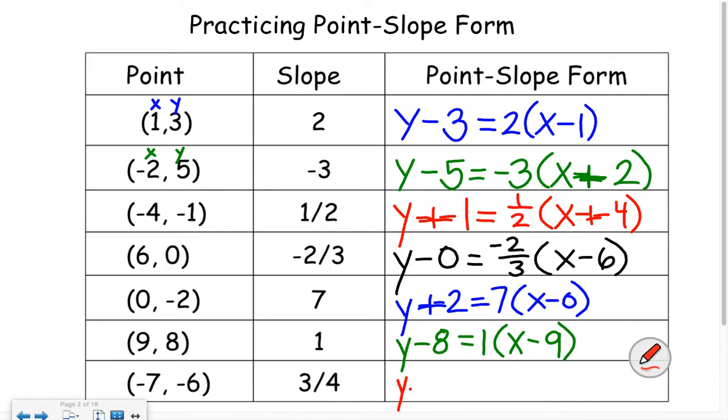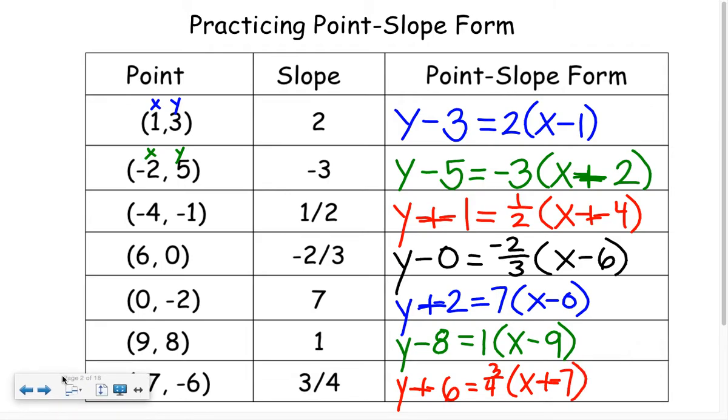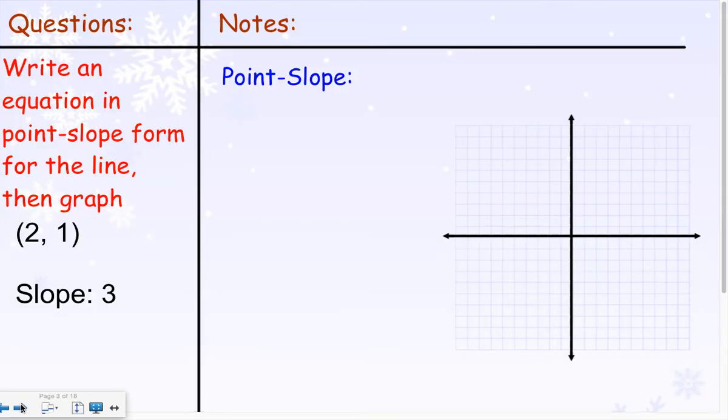And y minus a negative 6 equals 3/4 times x minus a negative 7. So there's a bunch of practice writing equations in point-slope form. Now we're going to actually use this information to help us graph.